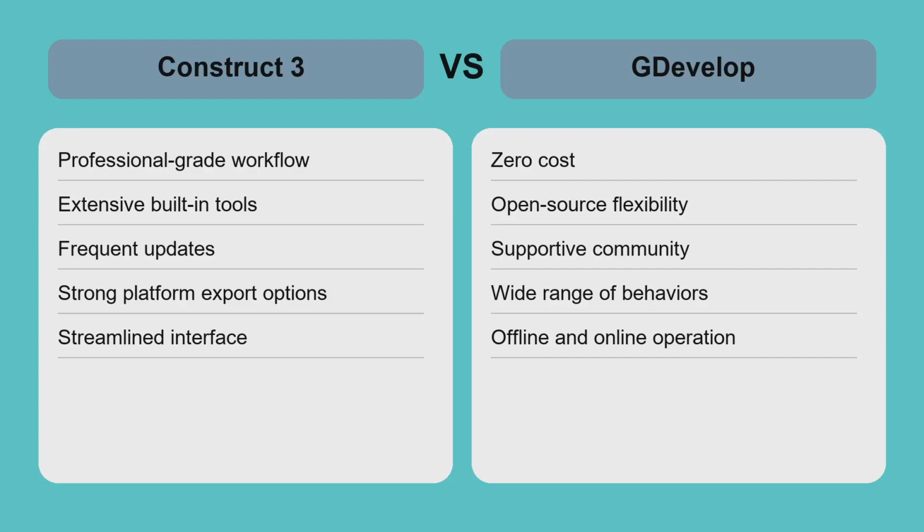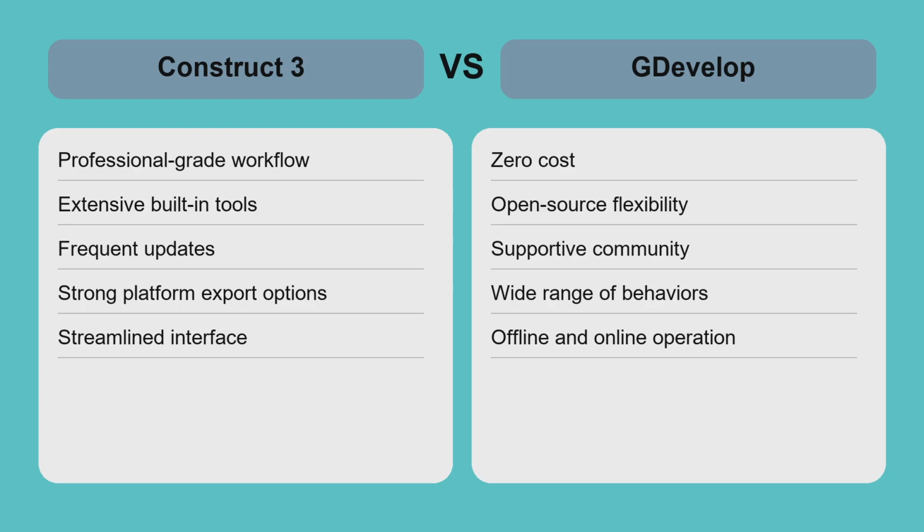Construct 3 offers a professional, all-in-one solution with polished tools and consistent updates, best suited for users who want a streamlined experience and are comfortable with a subscription model. It excels in rapid development and has strong platform export options. GDevelop, on the other hand, provides a free, open-source alternative with broad platform support and community-driven features. It's ideal for those who prioritize cost savings and flexibility over a highly polished interface.